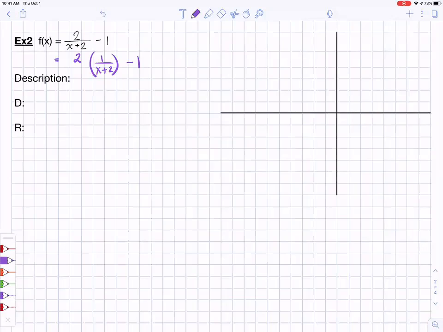So when the bottom is plus 2, we're going to go to the left by 2 horizontally. So we go down on the y. So vertical stretch by 2, and then left 2, down 1.